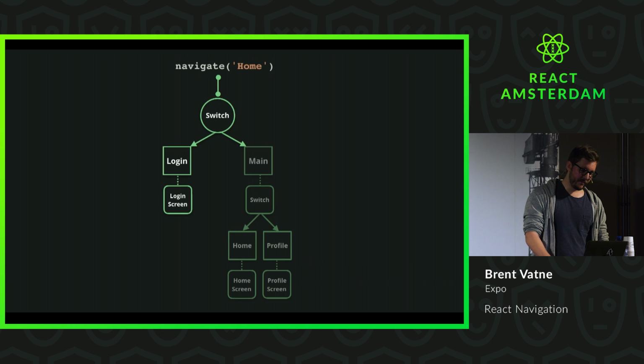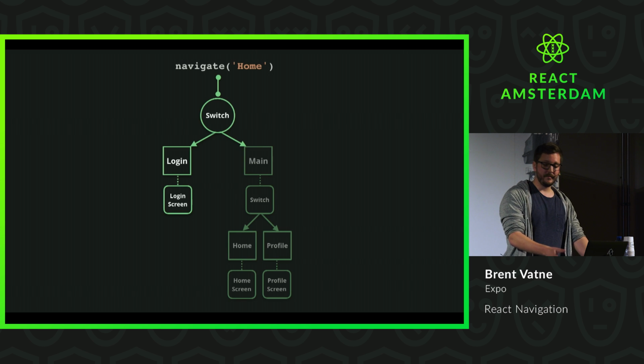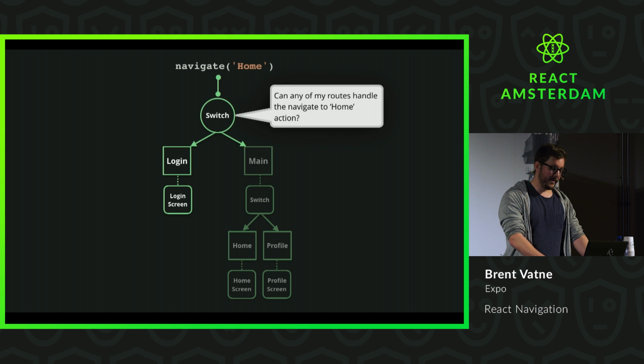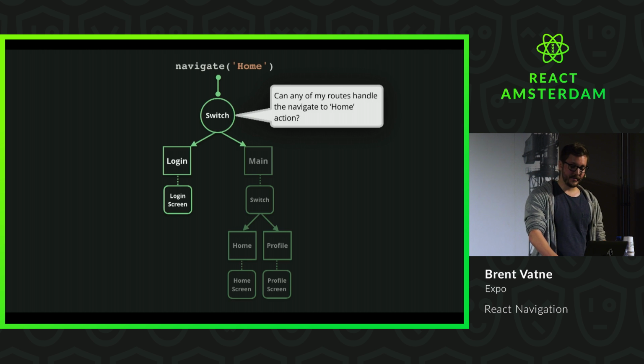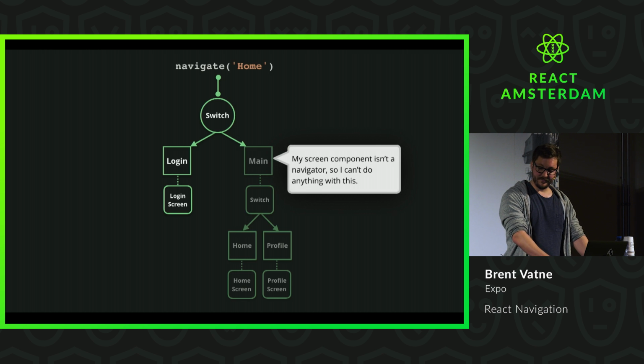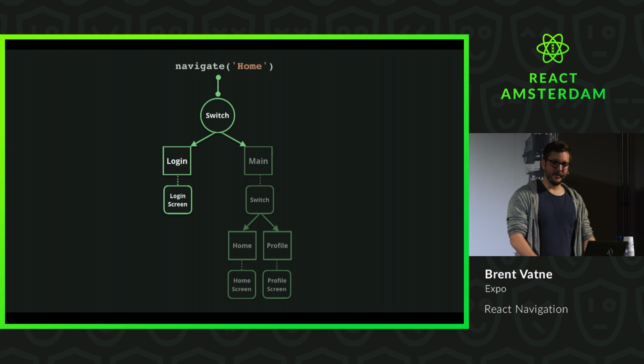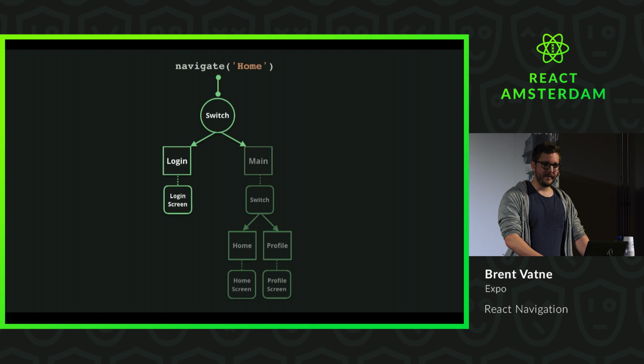And the reason why that is, essentially the root navigator tries to find another navigator that's capable of handling this action. So it says, hey, can any of my routes handle this? No, they cannot. The screen component, in this case, is not a navigator for either of these. And so it bubbles back up to the switch. And the switch says, well, I don't have any routes by this name, and so there's nothing I can do about it. And it just returns, and the state remains the same.